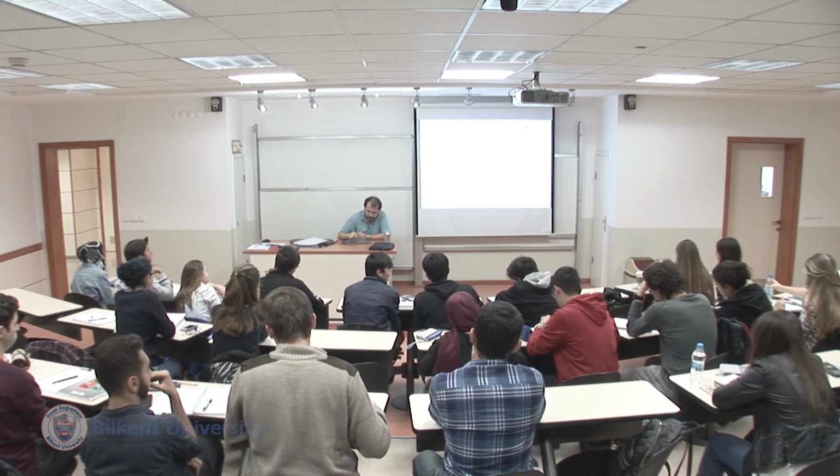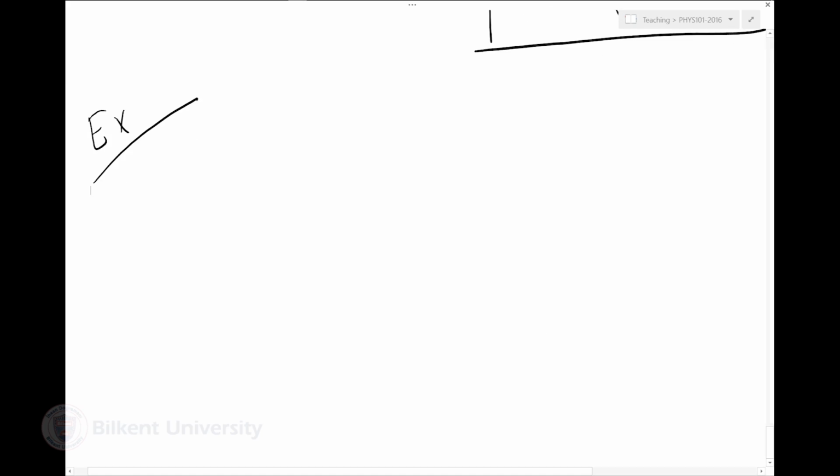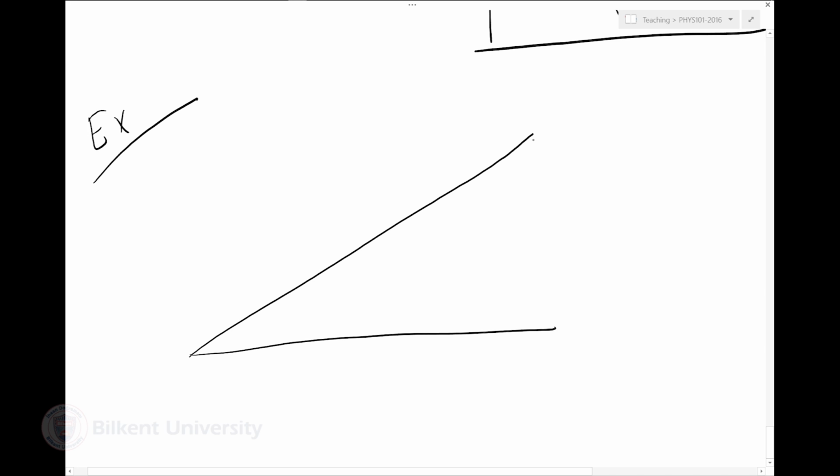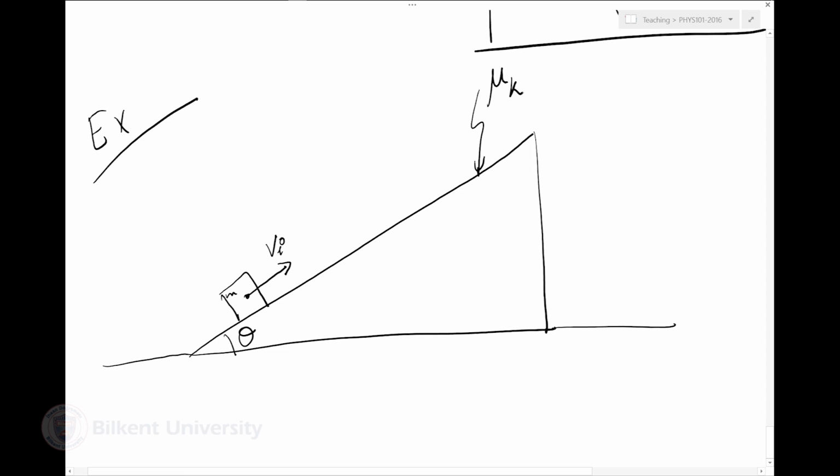Okay. Now, let's solve a similar problem. Let's say that I have an inclined plane with some angle theta, and I am sending a mass m with initial velocity v initial. And let's also say that the coefficient of kinetic friction on this surface is mu k. Okay.